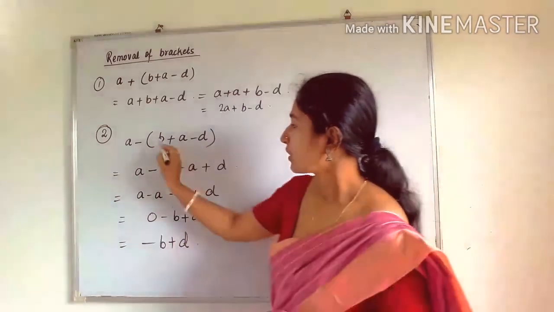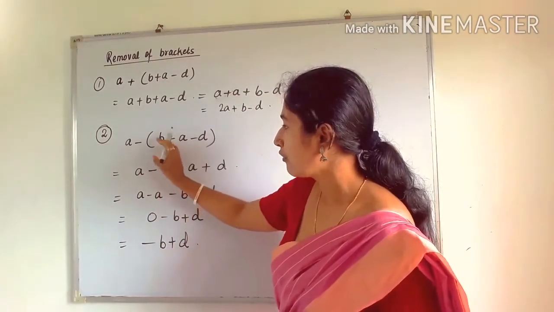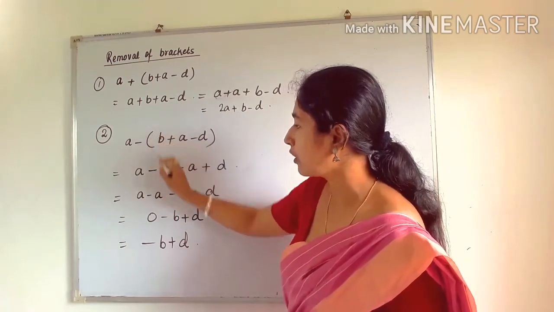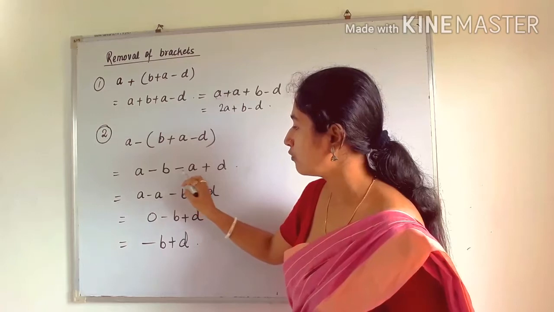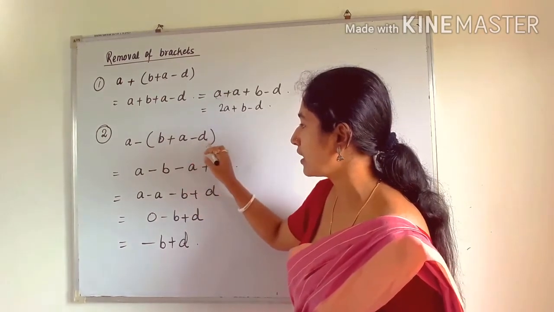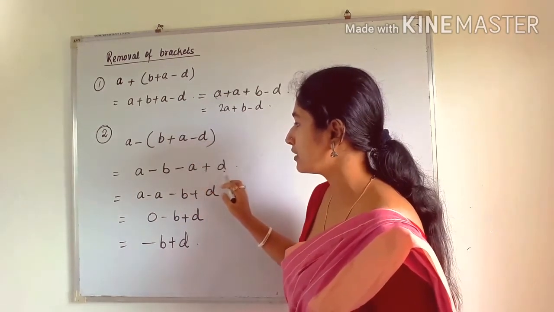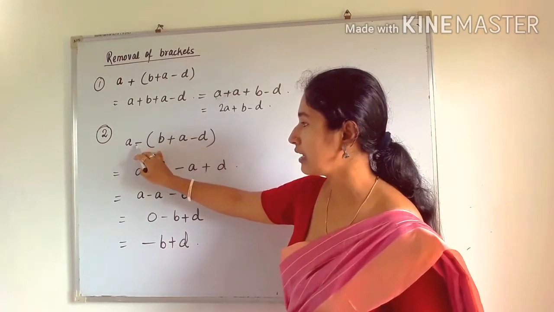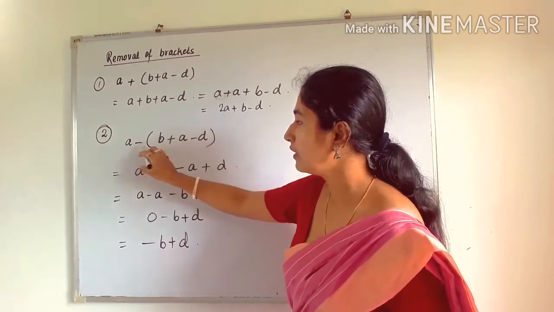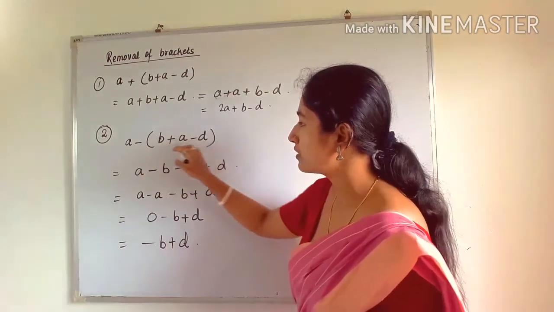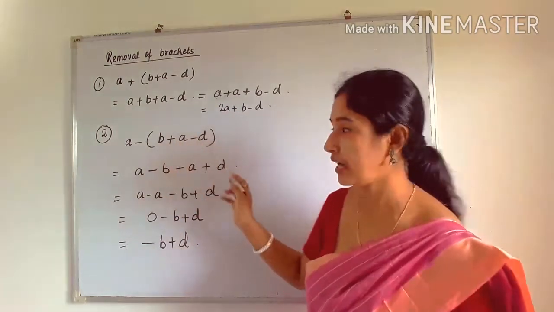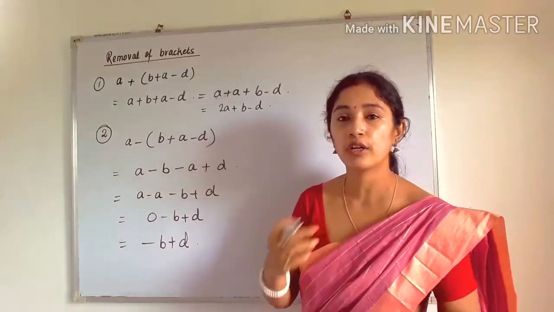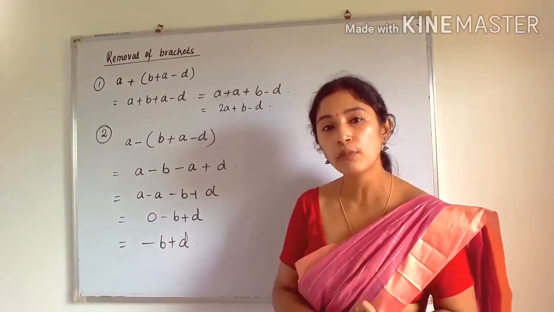So see here, this was plus b, and if I open the bracket, it will become what? Minus b. This is plus a, that's why it becomes what? Minus a. Similarly, this is minus d, it will become what? Plus d. So if the minus sign is there, then what will happen? It will change all the signs inside the bracket. Plus will be converted to minus and minus will be converted to plus.